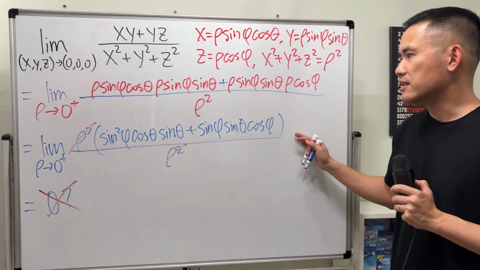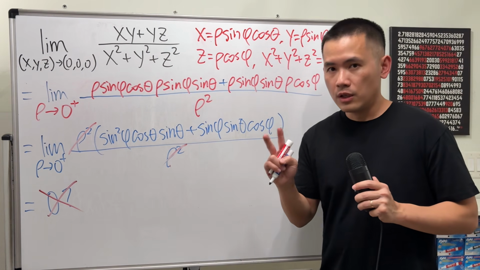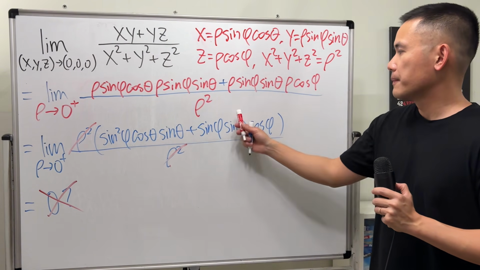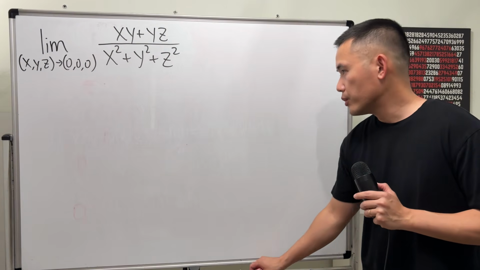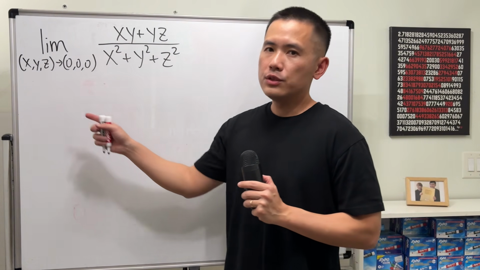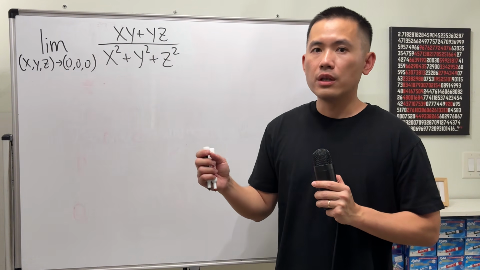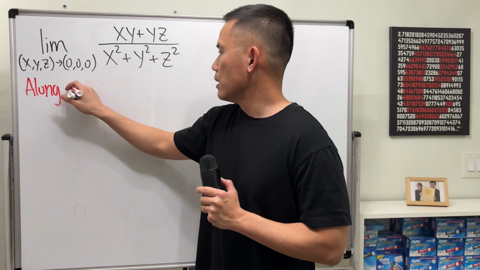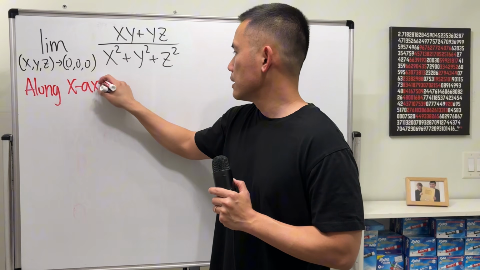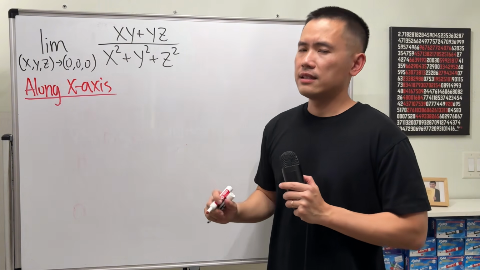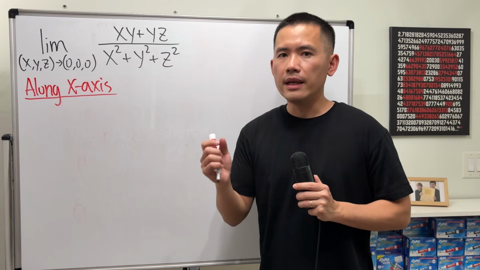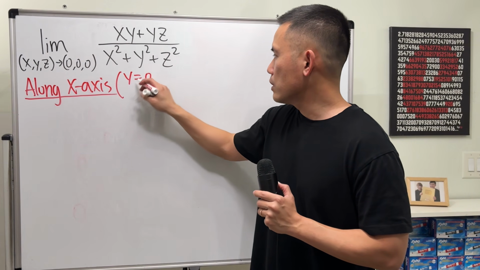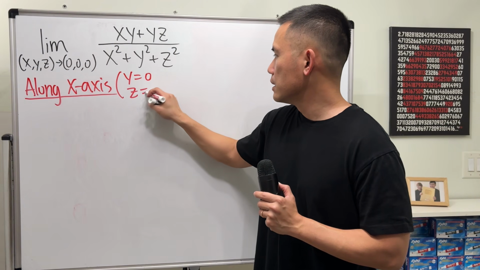However, to show a limit does not exist, I would still like to show you guys two paths that give you different results. So let's do that. What path are we going to use? Firstly, let's do the easy one. Let's just go to the origin along the x-axis. So let me write that down. Along the x-axis. And if we're going along the x-axis, that means y and z are both equal to 0. So I will just say y is equal to 0, so is z.